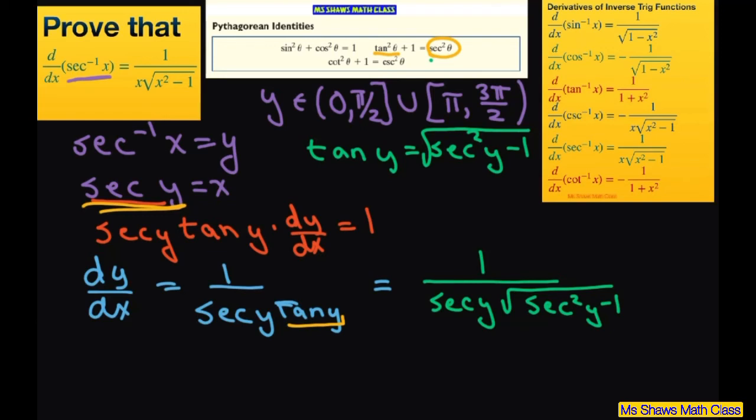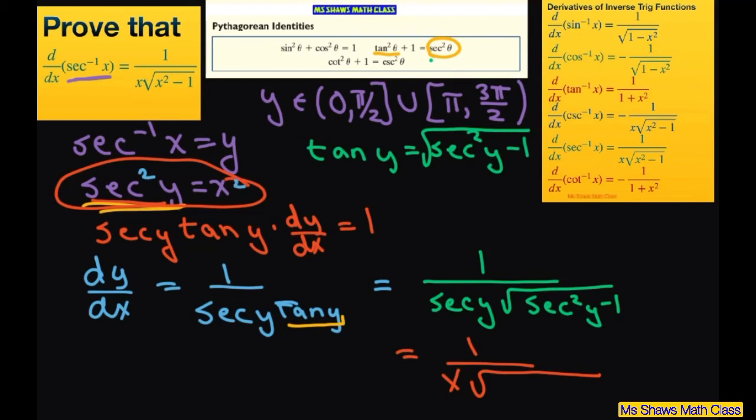So this is going to equal 1 divided by, we have secant of y equals x, and then secant squared is just going to be you square both sides. So that's going to be x squared minus 1. So let me write that again. So this is going to be equal to 1 divided by x times the square root of x squared minus 1. All right. And we did our proof. Thank you. Have a nice day. Bye-bye.